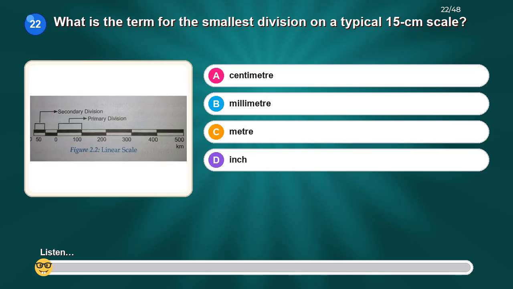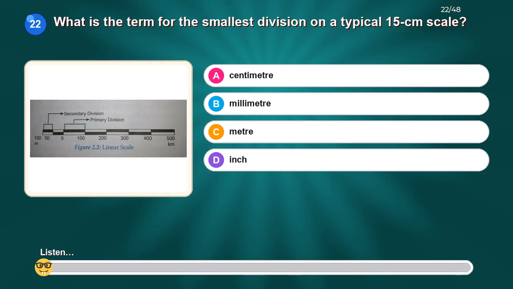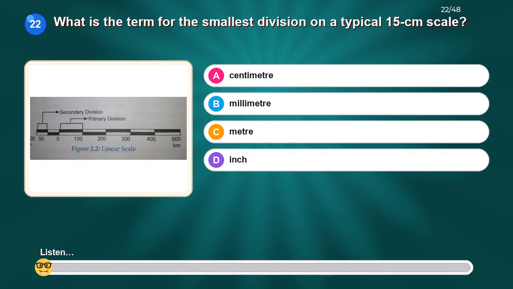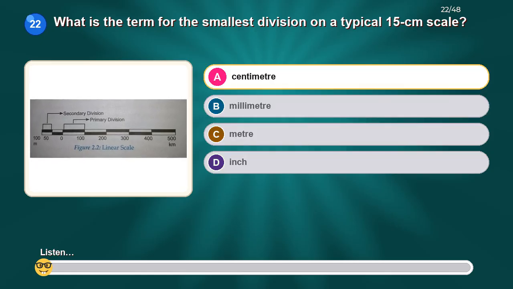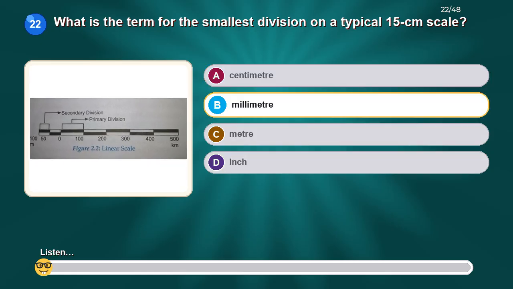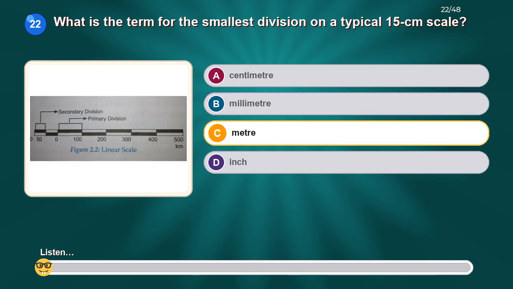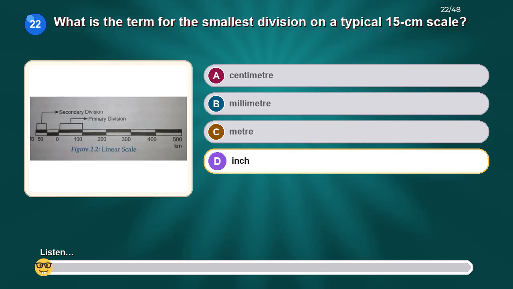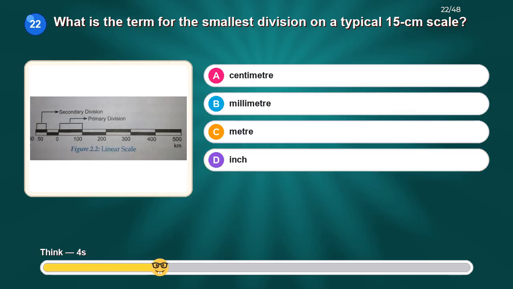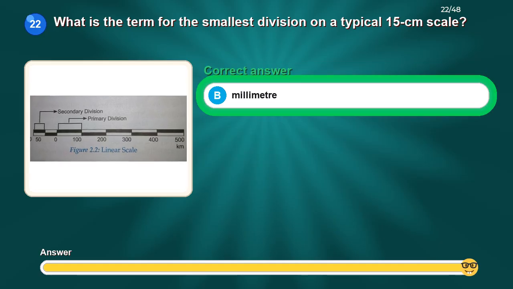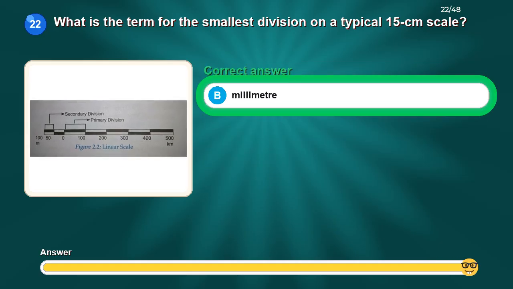What is the term for the smallest division on a typical 15 centimeters scale? Option A, centimeter. Option B, millimeter. Option C, meter. Option D, inch. The correct answer is millimeter.